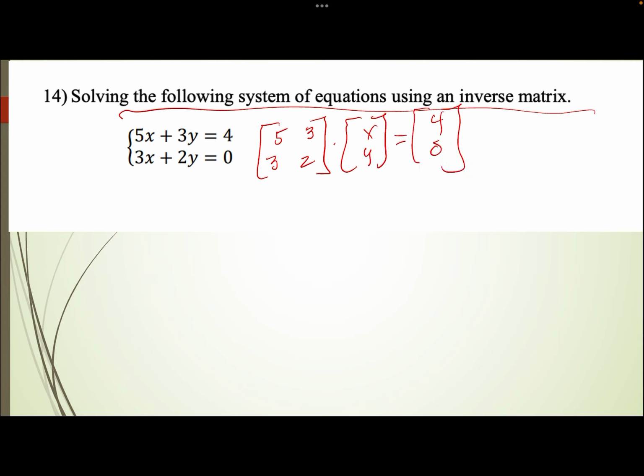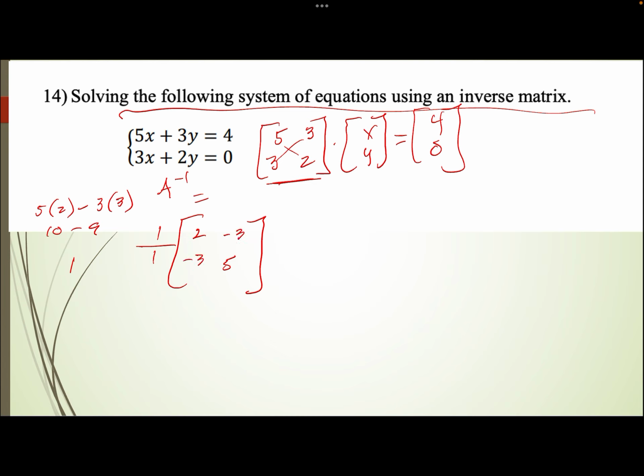And then I find the inverse of this one. So remember, we do that by doing 5 times 2 minus 3 times 3. We just subtract the diagonals right here. So I get 10 minus 9, which is 1, which is nice. That goes over 1. So we're finding, remember, this is the inverse of this matrix. So then I switch the 5 and the 2, and I change the signs on the 3. I don't need to distribute this through because it's 1.